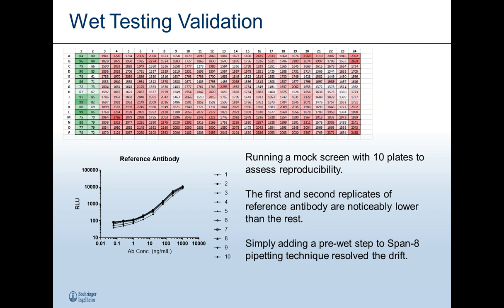And the reason for that was after priming the Span 8, we found that the wait that occurred from the initiation of the protocol to the first application of the control antibody, another priming step would have been helpful. So simply instituting a pre-wet step before the antibody was dispensed to the plate completely resolved that drift, and all of those curves are right on top of each other. But it's small things like this. As I said, small changes can have big effects. And it's small things like this that need to be looked at.